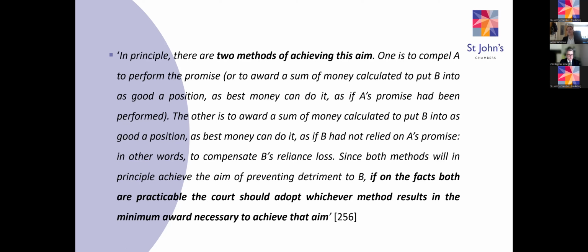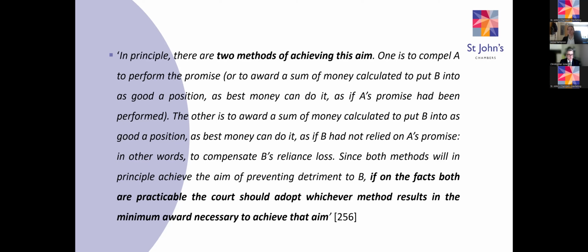While Lord Leggatt goes on to suggest that there are 2 ways of preventing detriment to the promisee on the promisor seeking to renege on an assurance, one being to compel the promisor to perform the promise, or award compensation to put the promisee in as good a position as if the promise had been performed, or the expectation basis. The other being to compensate the promisee for their detrimental reliance, the detriment basis.